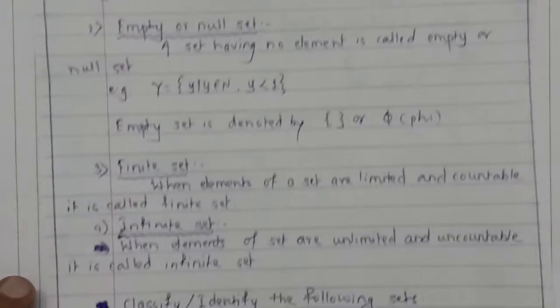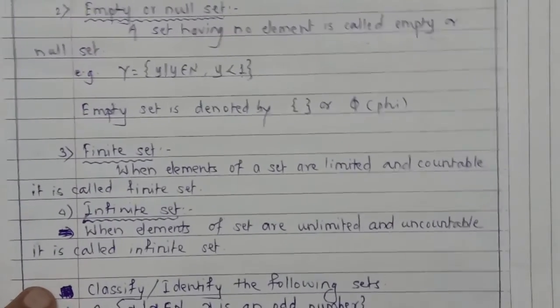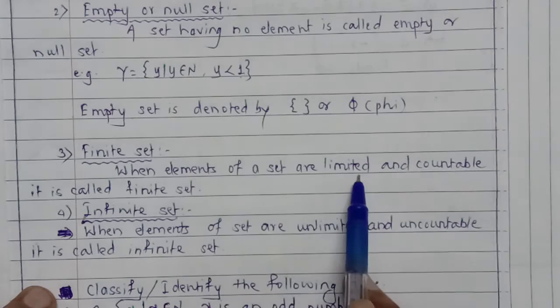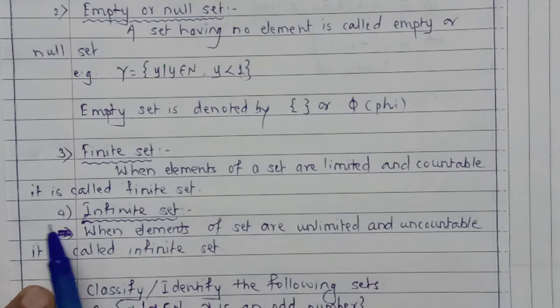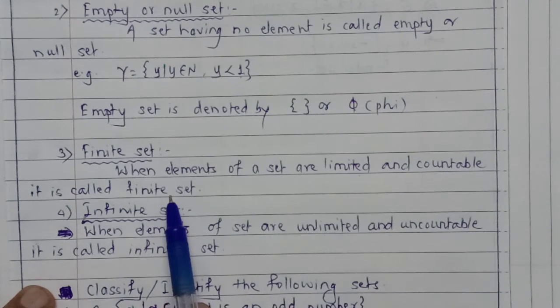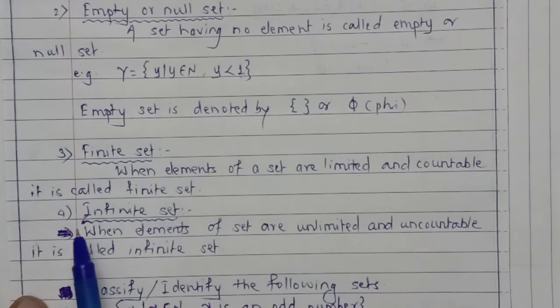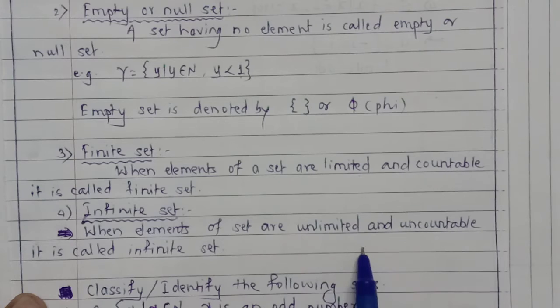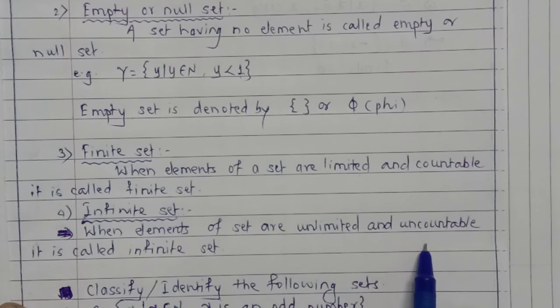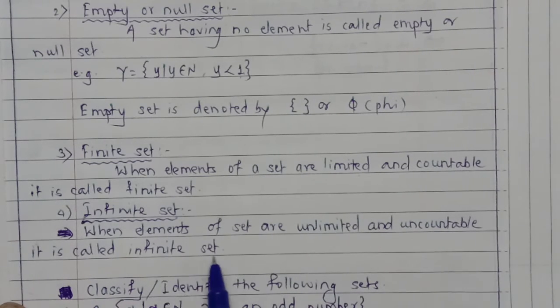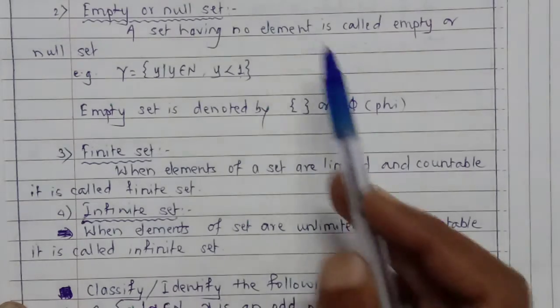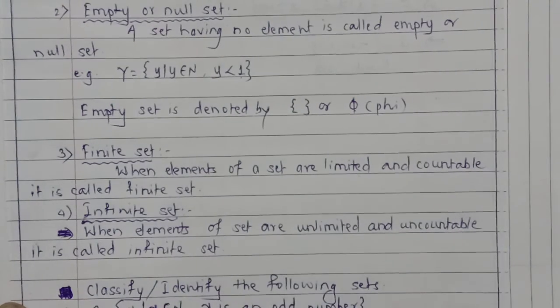Next set is the finite set. When the elements of a set are limited and countable, it is called a finite set. And the fourth type is the infinite set. When the elements of a set are unlimited and uncountable, then it is called an infinite set. Let us understand all these with the help of some examples.